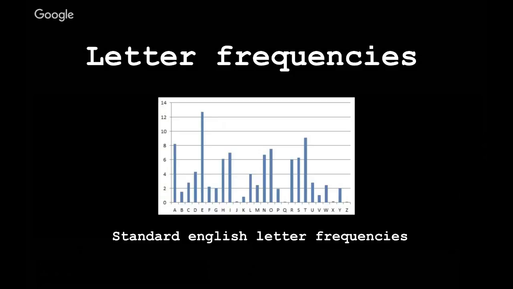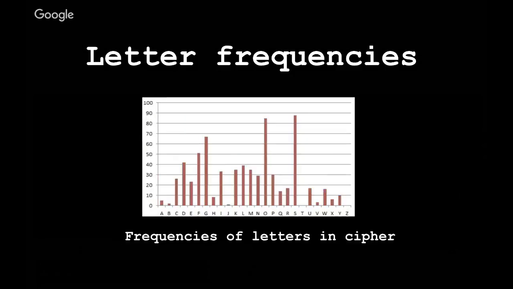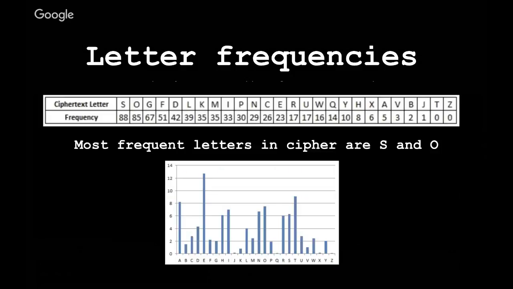So then we use the standard frequencies of an English letter and apply them to a text that's about this long. And we see, oh, the letter E should appear about this many times. The letter T should appear about this many times. And this gives us an idea of where we might make some substitutions. And then here is the frequency of the letters in the cipher. As you can see, S and O are the most common.